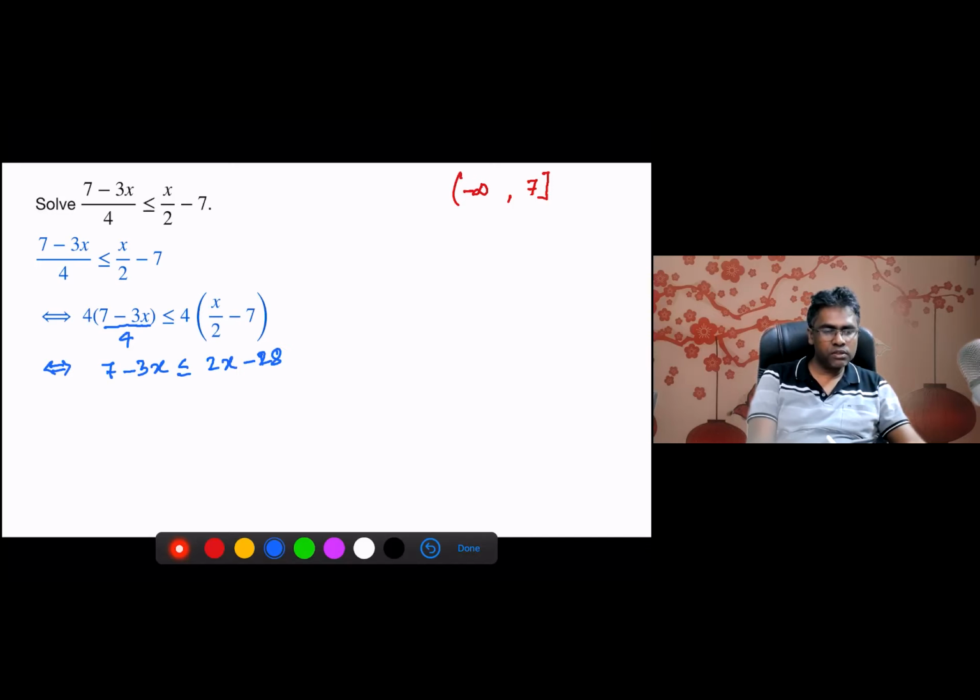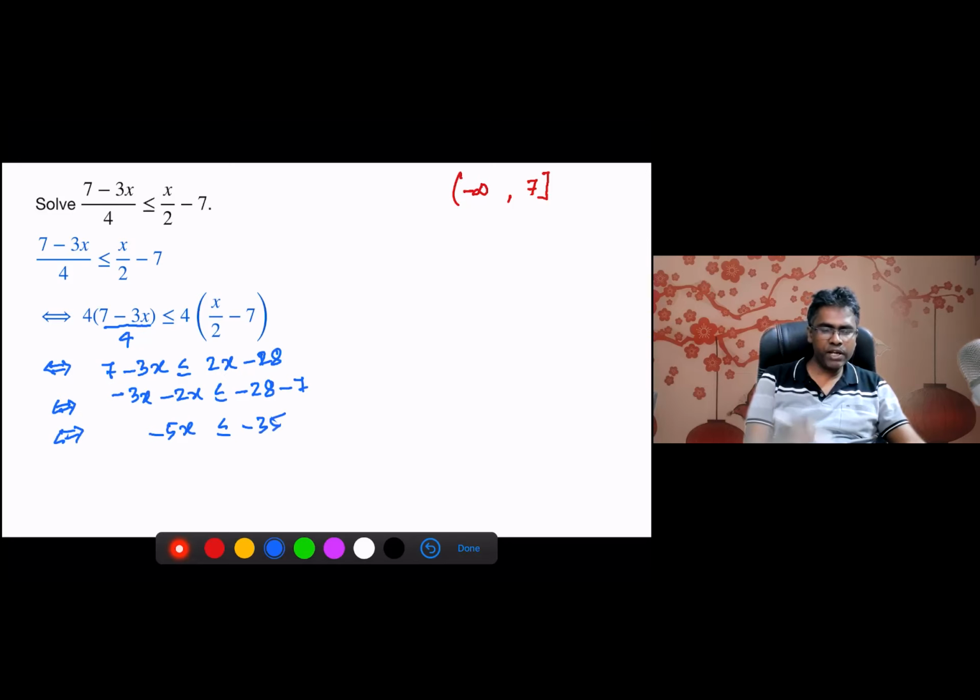And then this 2x comes to the left-hand side, so minus 3x minus 2x. We can send 7 to the right-hand side, so minus 28 and minus 7. So what do we have here? Minus 5x is less than or equal to minus 35.